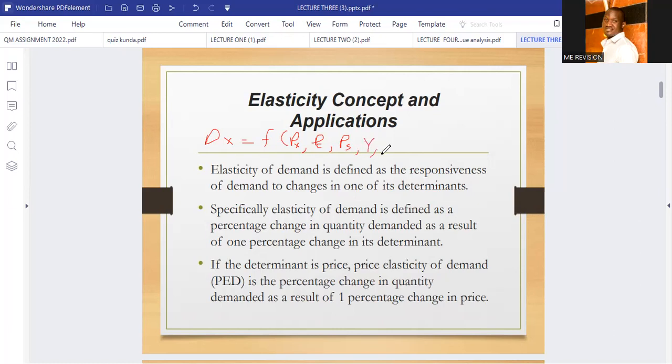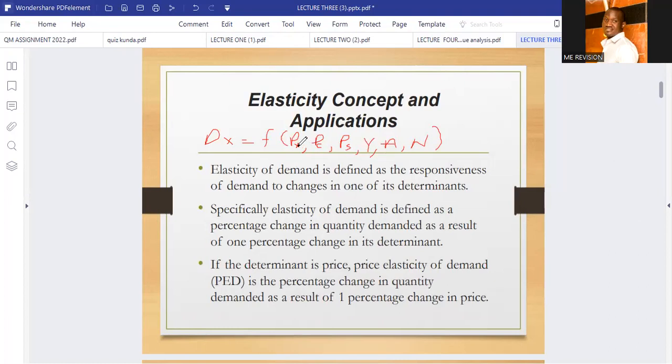Number 4, what will affect the elasticity? We have advertising, maybe population, if you want. So elasticity is affected by a number of factors. There's also place, preference, culture, etc. But I'm going to concentrate on just these 4.